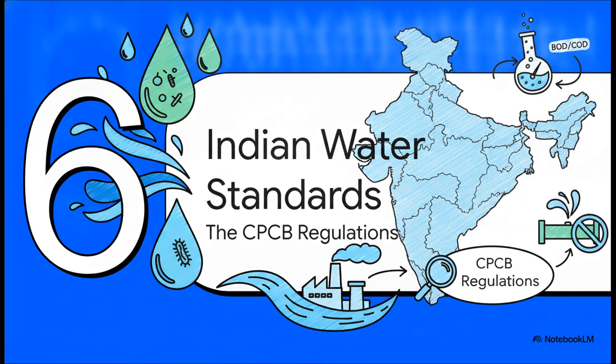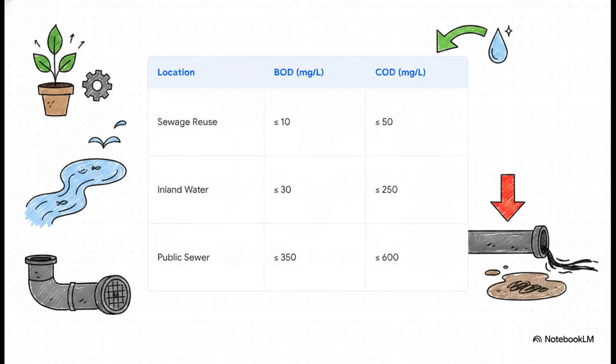Finally, Section 6, Indian Water Quality Standards. Zooming out to the big picture, the Central Pollution Control Board, or CPCB, sets strict legal limits based entirely on where the treated water is going. If a factory dumps its wastewater into a concrete public sewer, the rules are somewhat relaxed, BOD up to 350 and COD up to 600.